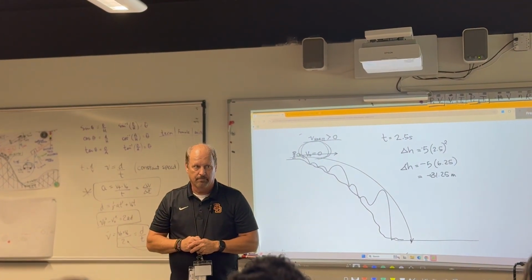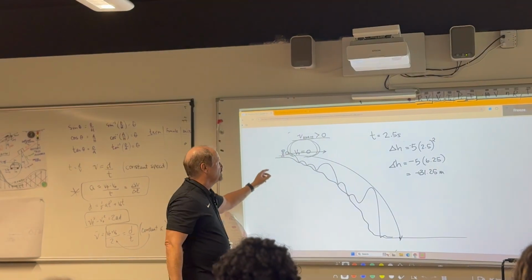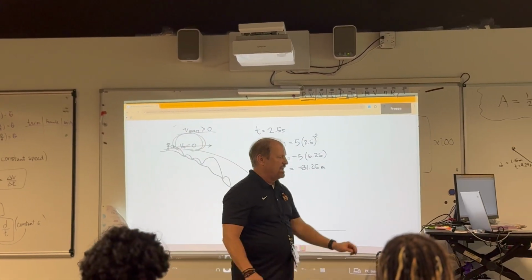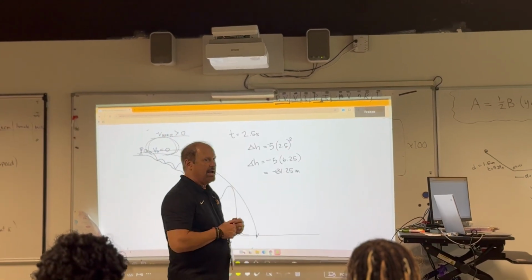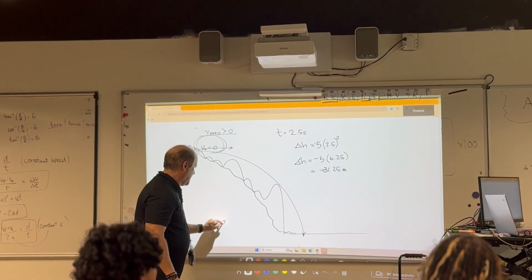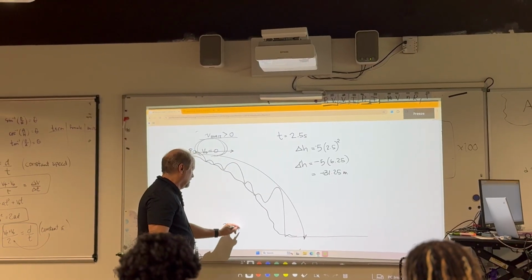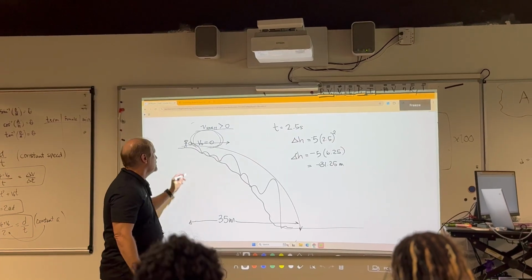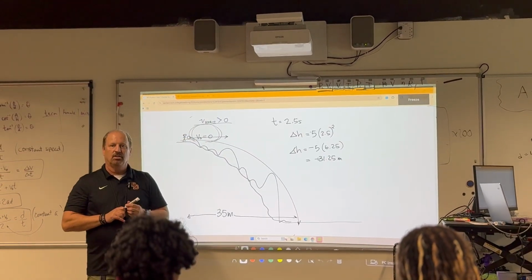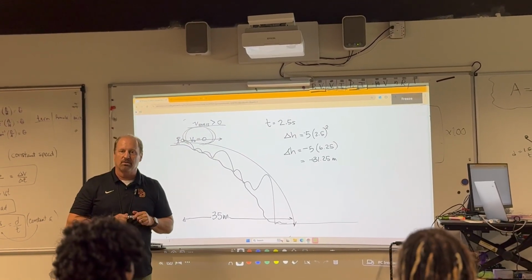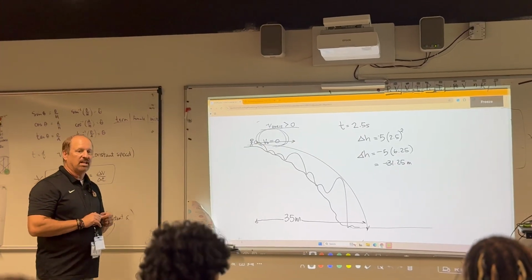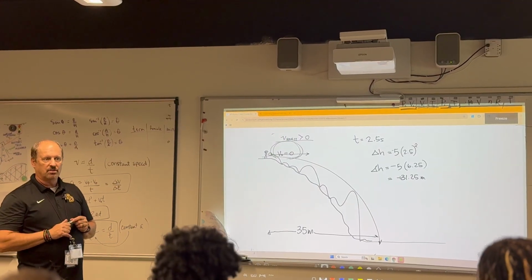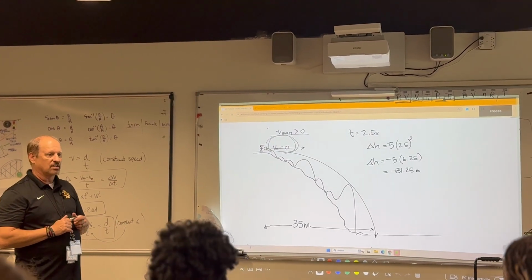You with me? So now, if I know it took 2.5 seconds to hit the ground, and I happen to know that it's 35 meters from here to here where it hits, who can tell me what the horizontal velocity was? Talk to your neighbor, figure it out. What can we say about the horizontal velocity? It starts with a C, constant.